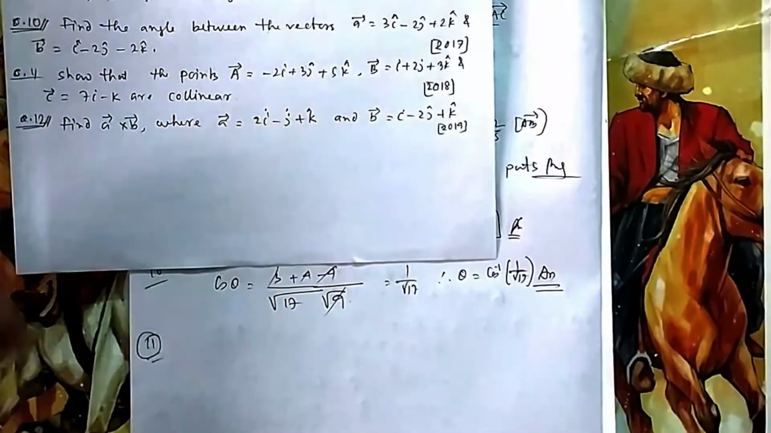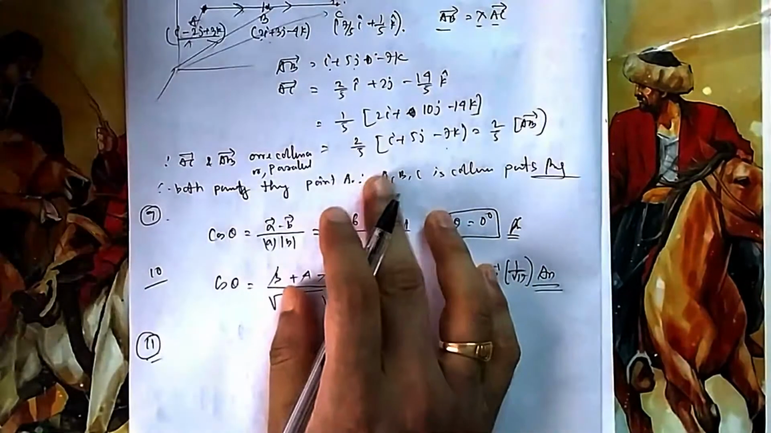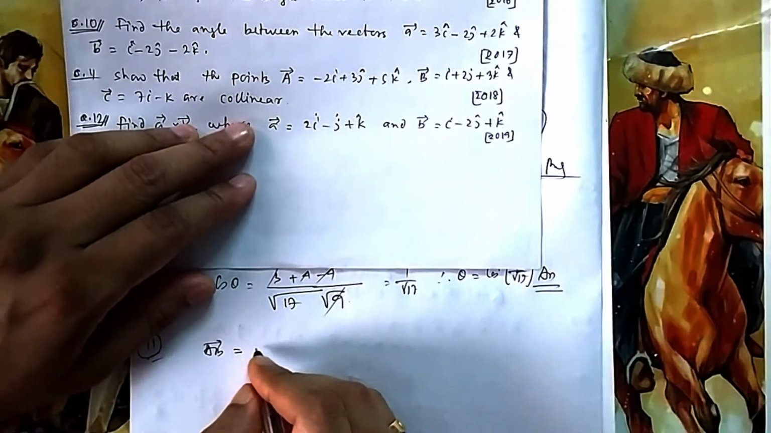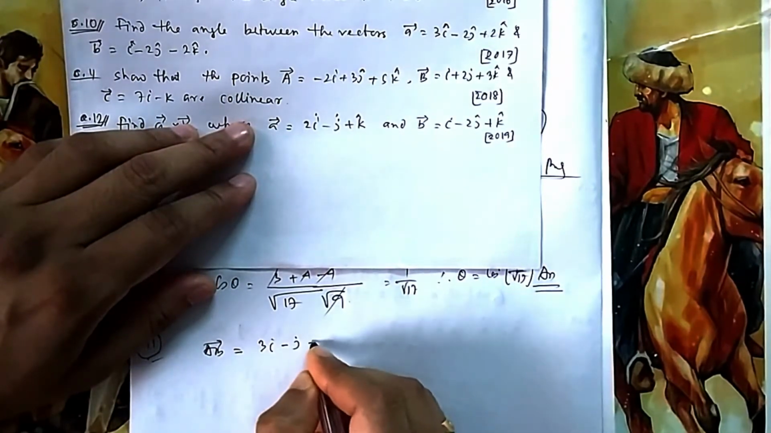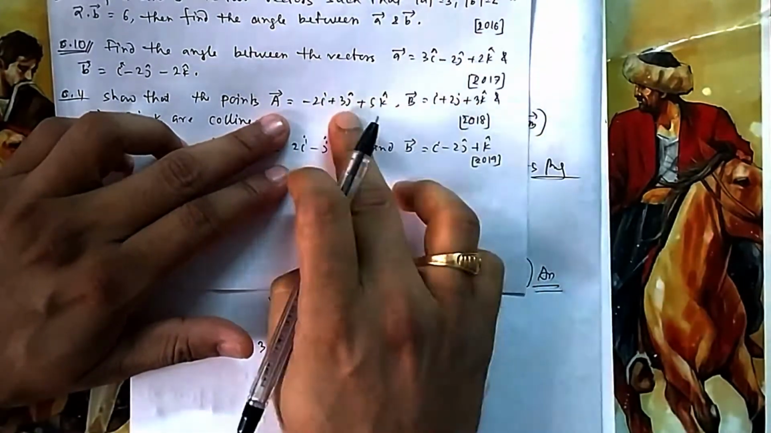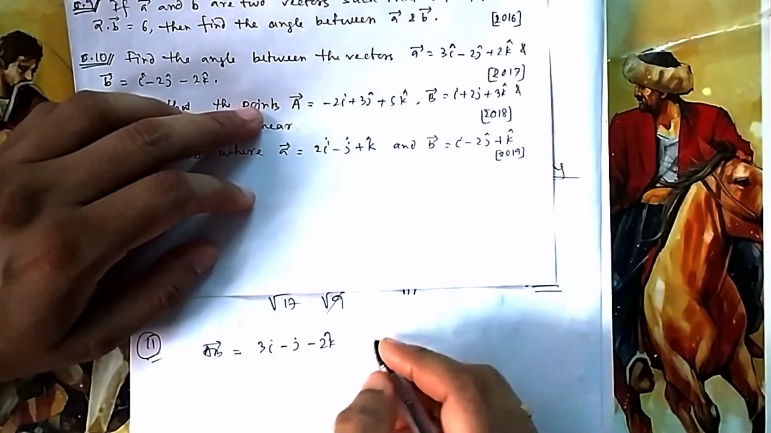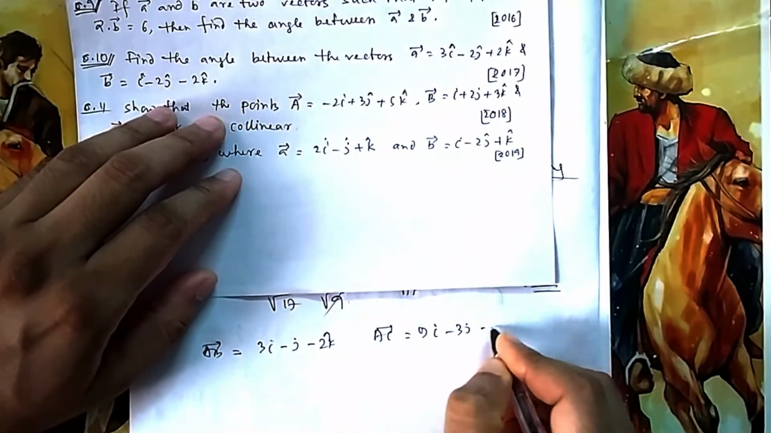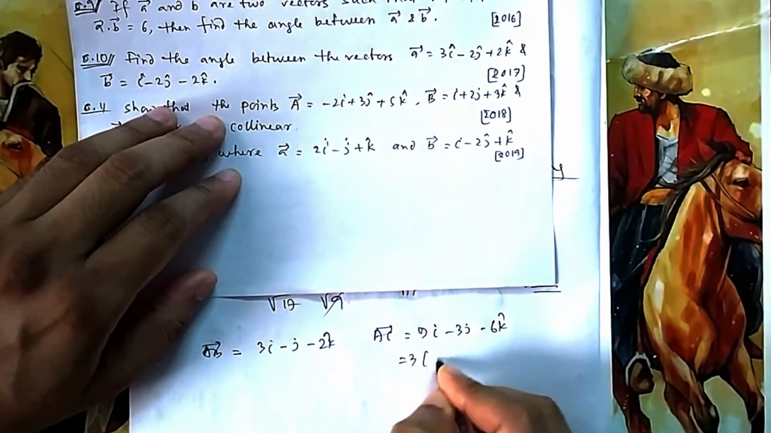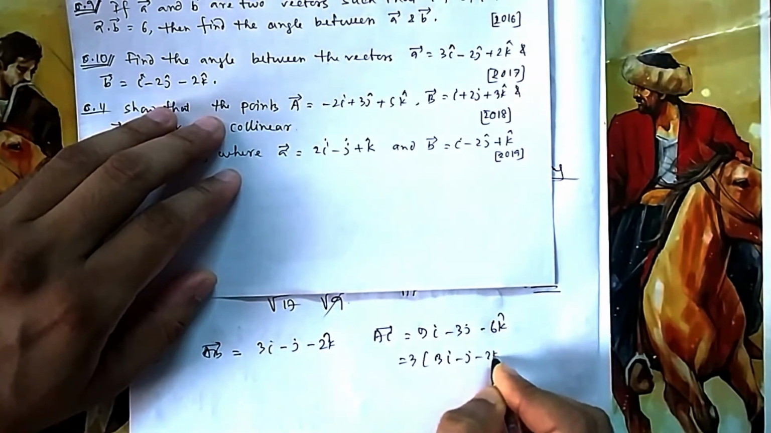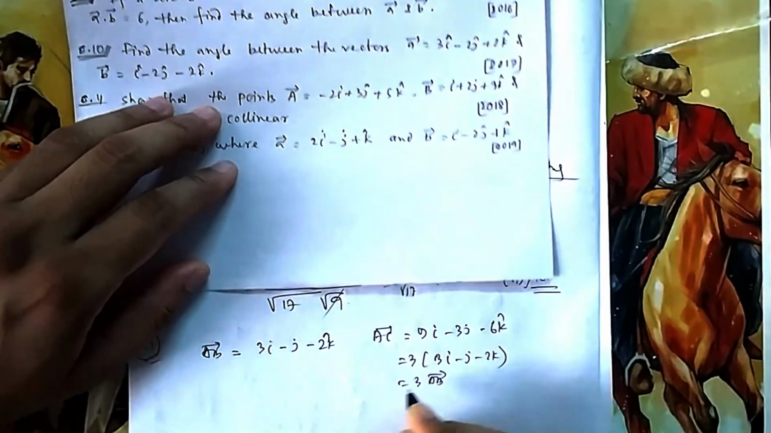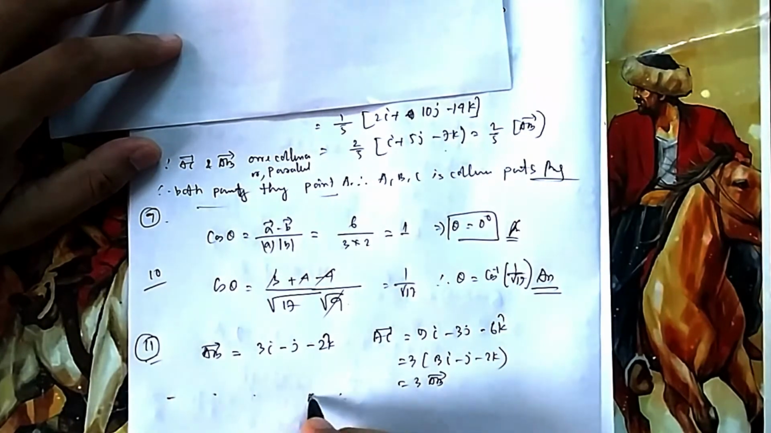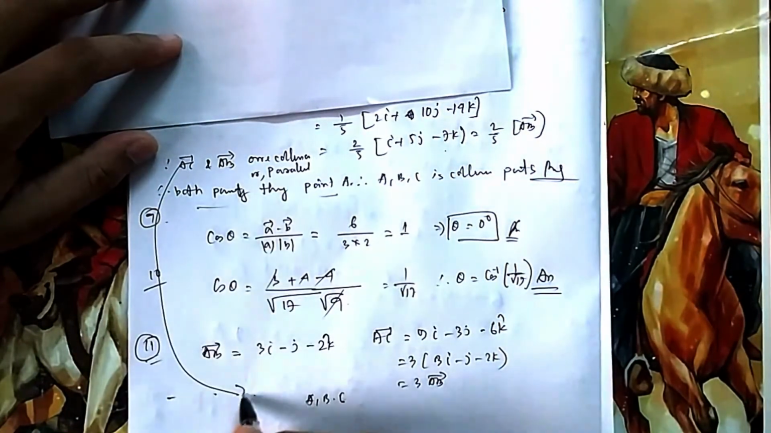If you come to 11, show that they are collinear. Again with the same idea, just as we have shown in question number 8. So you calculate your AB vector. This will be 3i minus j minus 2k, this minus this, this minus this, this minus this. And then AC vector will be equal to 9i minus 3j minus 6k. If you take 3 common, you can see it is 3i minus j minus 2k, which is 3 into AB vector. Again you write the same statement: AB and AC are parallel vectors and there is a common point A, therefore A, B, C are collinear. You write the same line here.